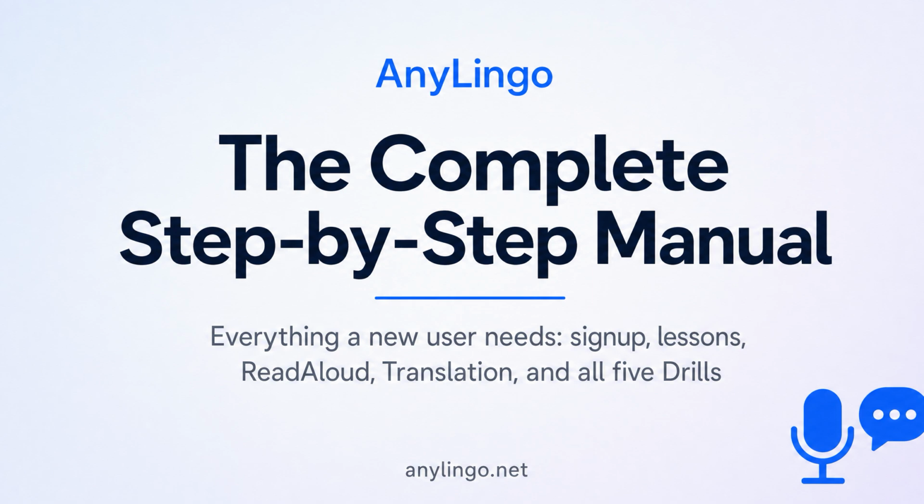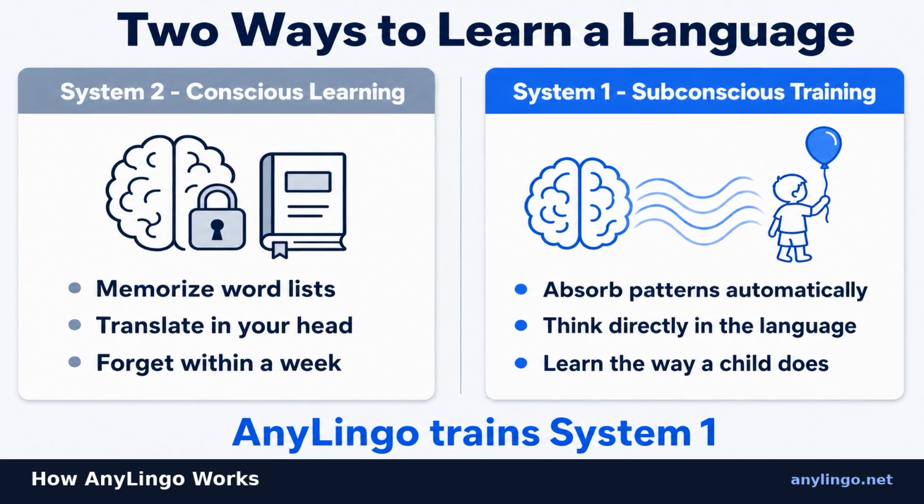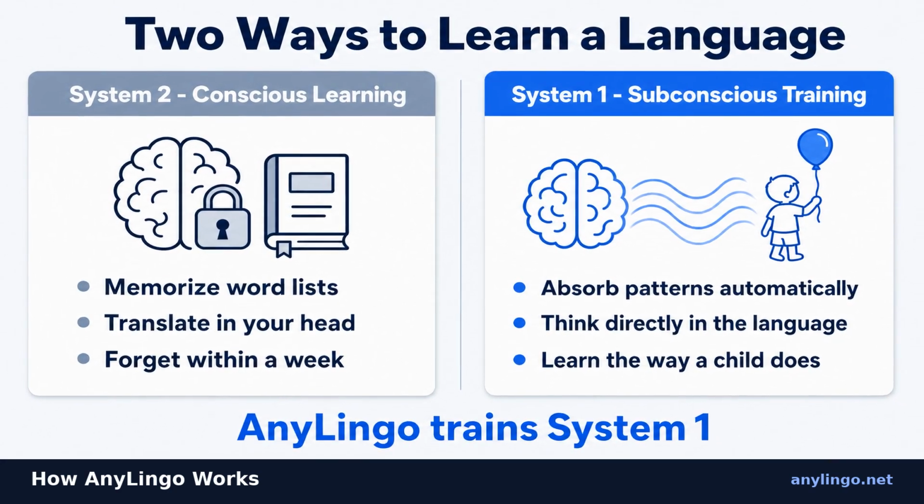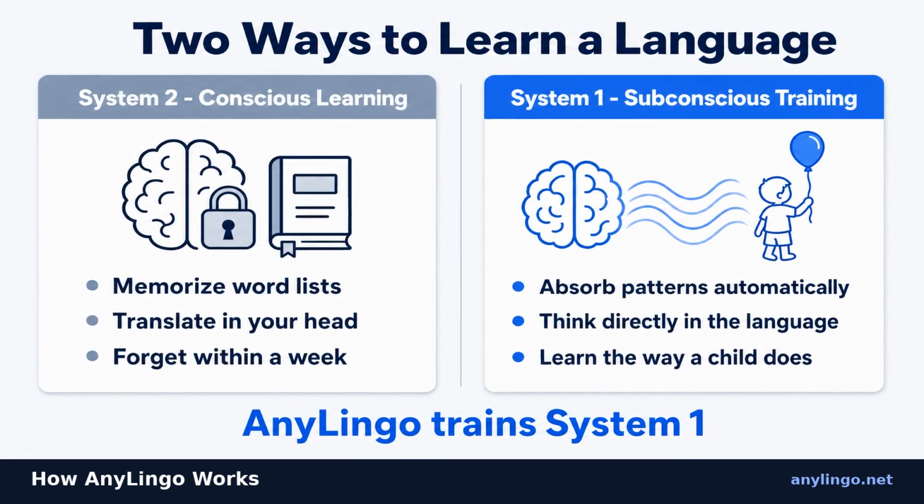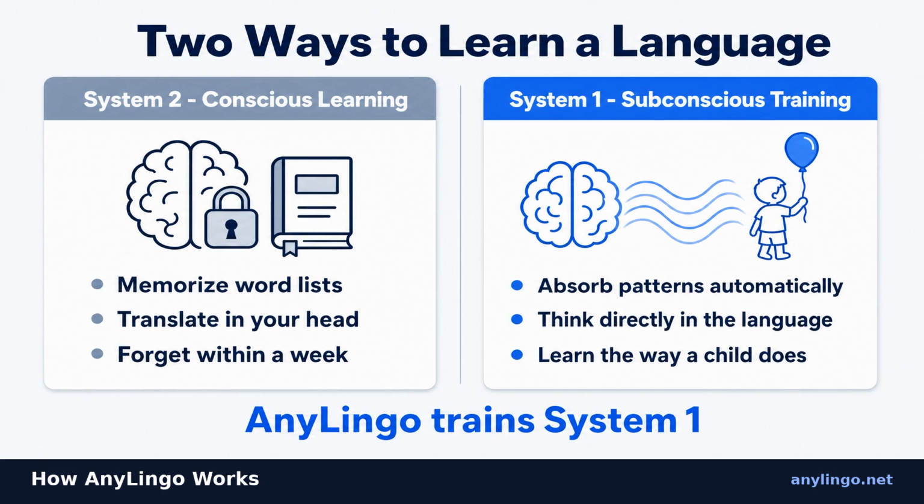So before we touch a single button, let us make sure you understand what the app is actually trying to do to your brain. Almost every language product you have ever tried works on conscious learning. You memorize a word list, you study a grammar rule, you translate in your head, and then you forget most of it within a week. AnyLingo takes the opposite approach. It uses what psychologists call System 1, the fast, automatic, subconscious part of your mind. That is the system a child uses. A child never studies grammar tables. Yet by age 5, that child speaks fluently.